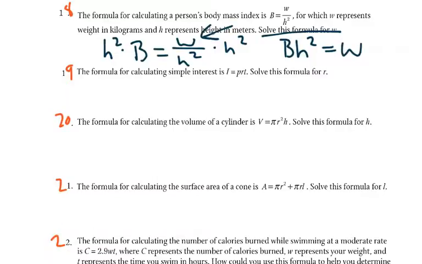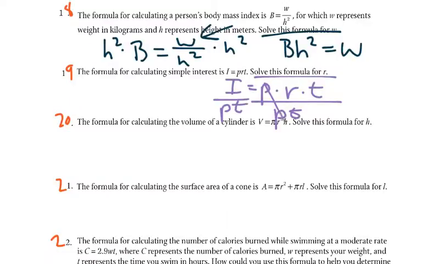Alright, looking at number 19. Okay, the formula for calculating simple interest is I equals, that's interest equals the principal times the rate times the time. We want to solve it for R. So R is being multiplied by T and by P. So what we can do is just divide both sides by P and T. So those will cancel, becoming 1. So we get I over PT equals R.